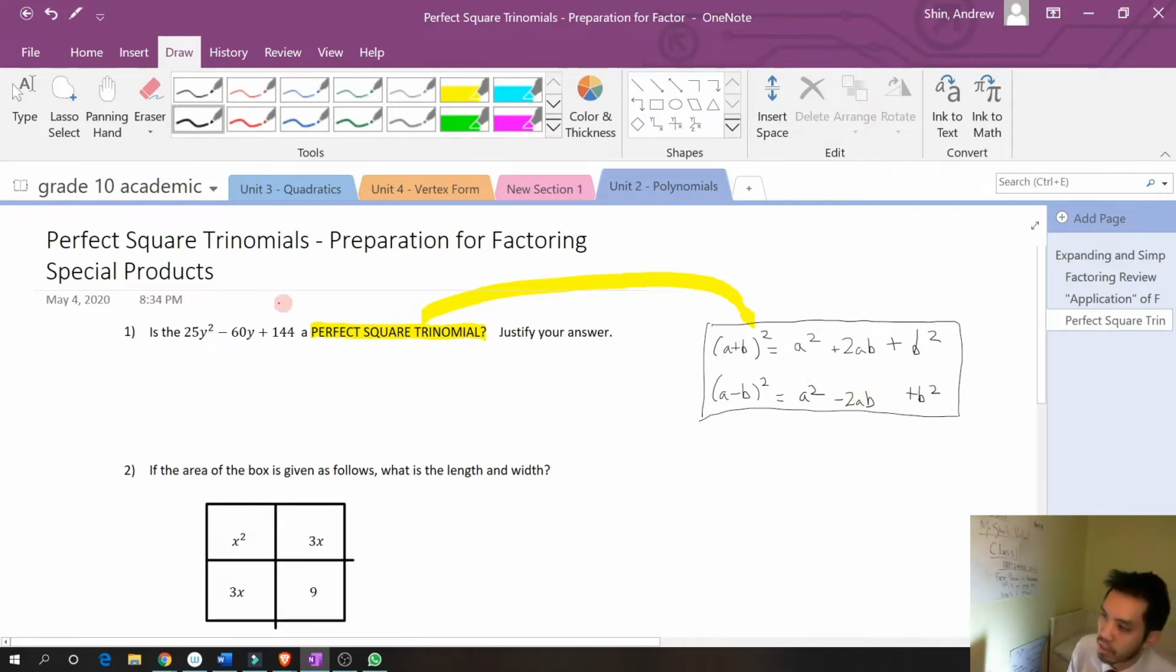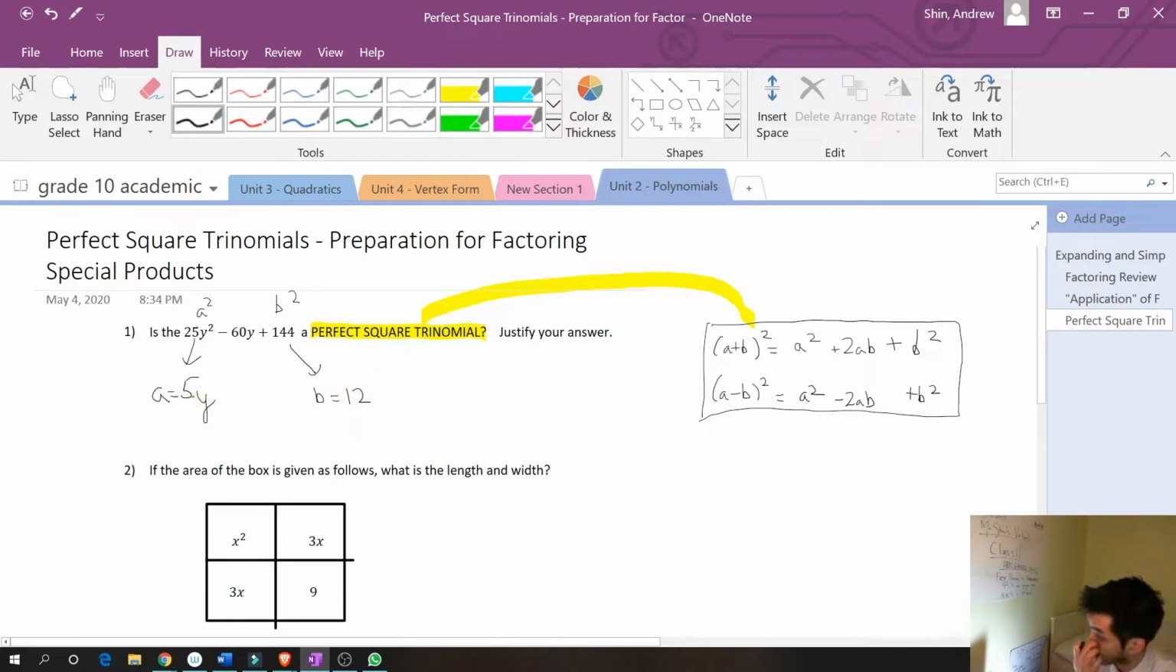So we have to see if this is a perfect square trinomial. So what we want to take a look at is, apparently, they're saying this is a squared and this is b squared. We've got to find out what a is. So if they're claiming that's a squared, to find out what a is, we square root that and see if this is a perfect square. Is it square rootable? So what's the square root of 25? It's going to be 5. Square root of y squared will be y. Square root of 144 will be 12.